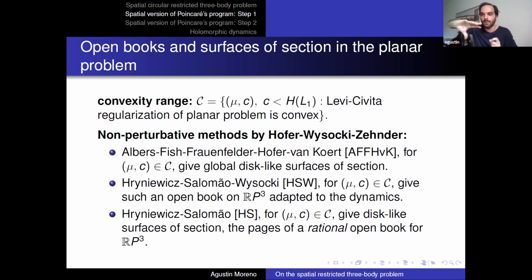So now the open book is not an honest open book, but its pages cover the binding twice, just because you project it down from S3, basically. So as far as I'm aware, these are the latest results in this direction for the planar problem. I might be missing something here and there, so I apologize if I am. But this is more or less, as I understand it, the situation of the planar problem. And you should see that there's a huge gap between the non-perturbative approach and the classical perturbative methods.